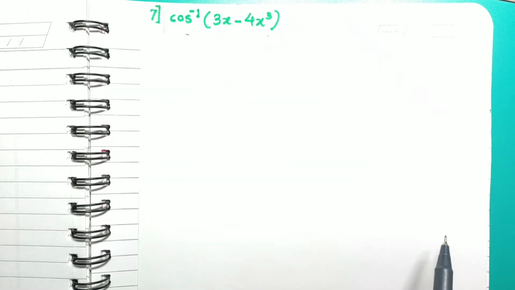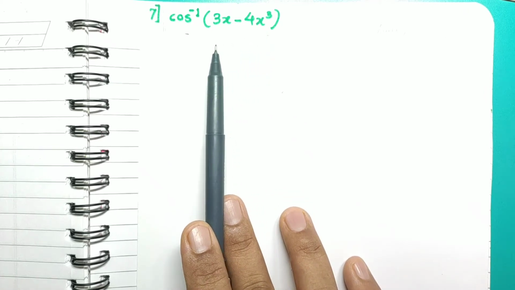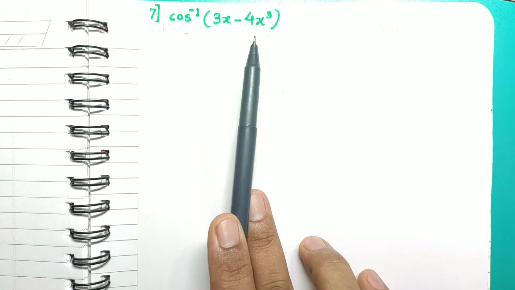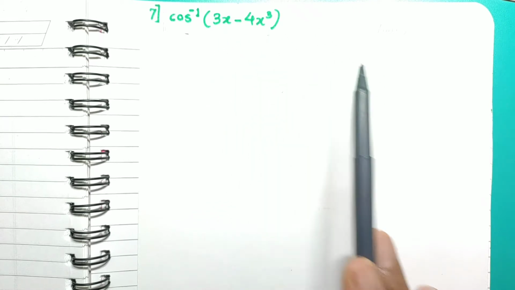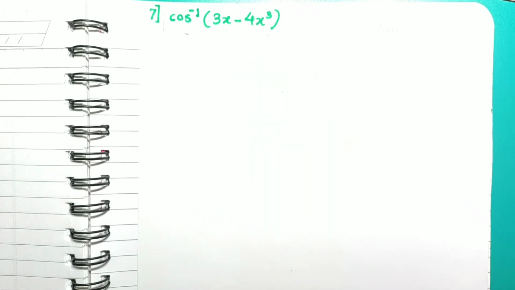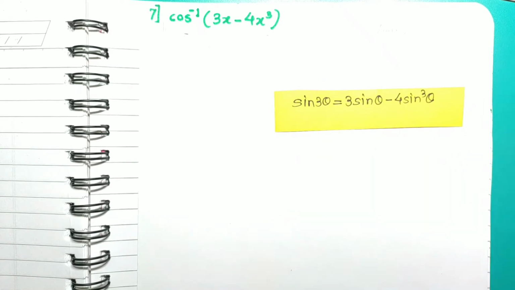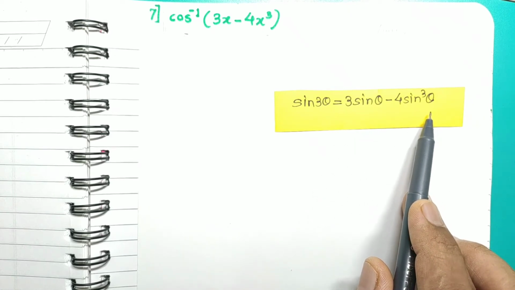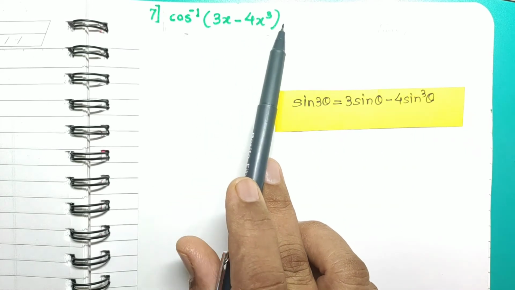The next example is cos inverse of (3x minus 4x cube). Here also we are not going to apply the chain rule directly to write down the derivative. Here again we are going to observe some things. We find that the 3x minus 4x cube terms are like this trigonometric formula: 3 sine theta minus 4 sine cube theta. So these terms are like 3x minus 4x cube.